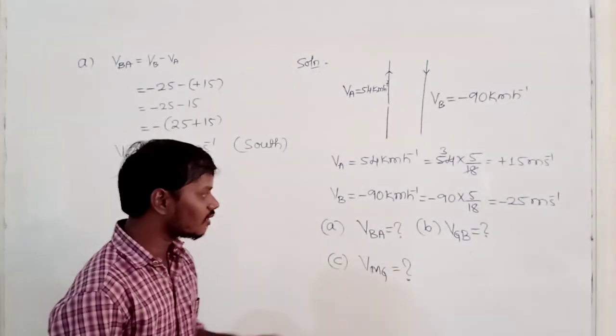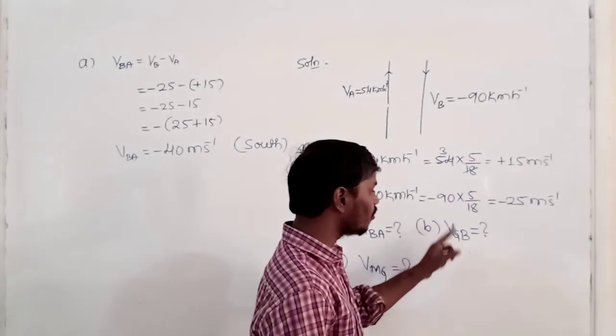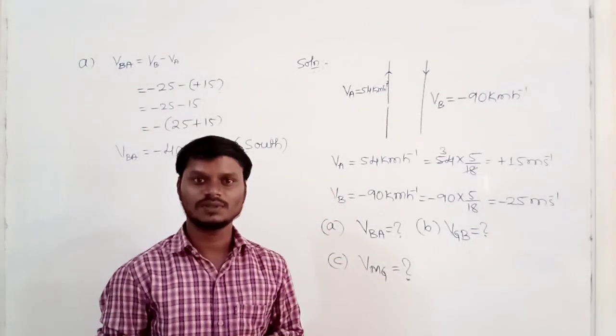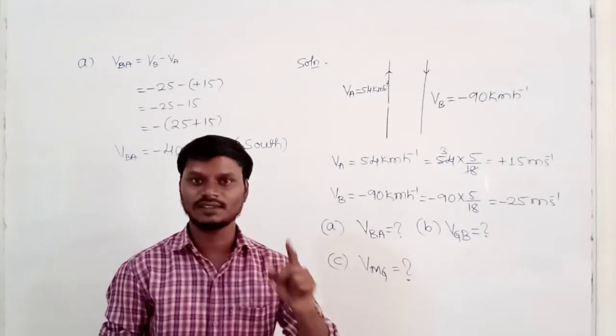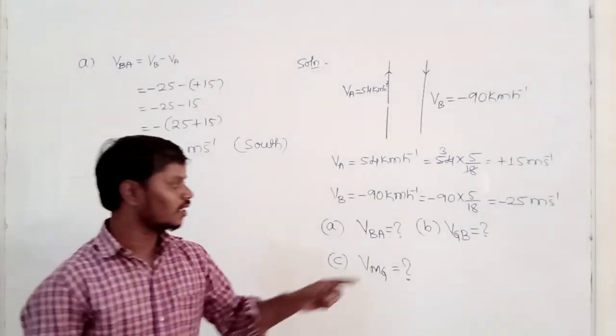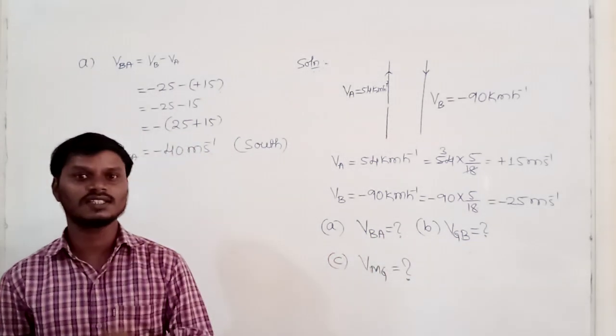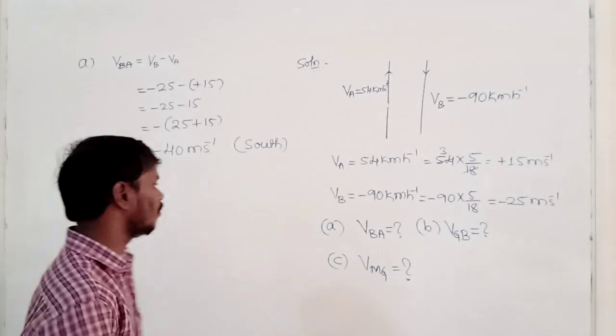Then next, what is our second question? The second question is the velocity of the ground with respect to B. So the velocity of the ground is 0. Okay, then which is in motion here? Train B is in motion, but the ground is at rest. That means the velocity of the ground can be taken as 0.